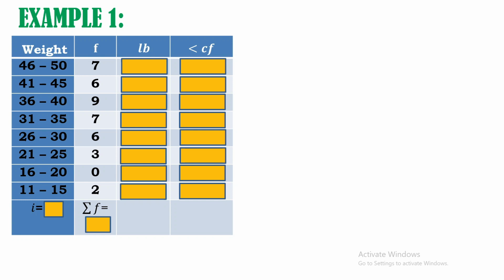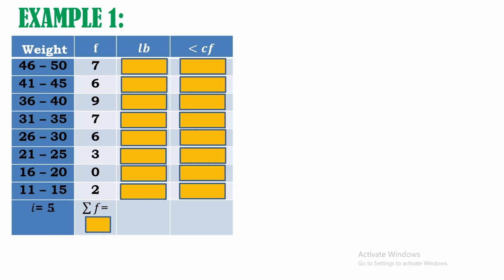To do that, first we have to complete the table. Starting off with the value of the class size. If you can still remember, in finding the class size, we simply have to subtract the upper limit minus lower limit plus 1. So that's 15 minus 11 is 4 plus 1, so we have 5.